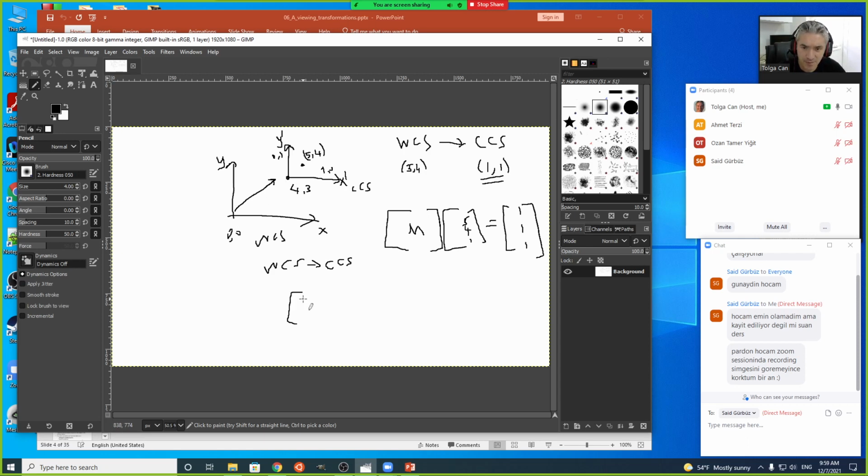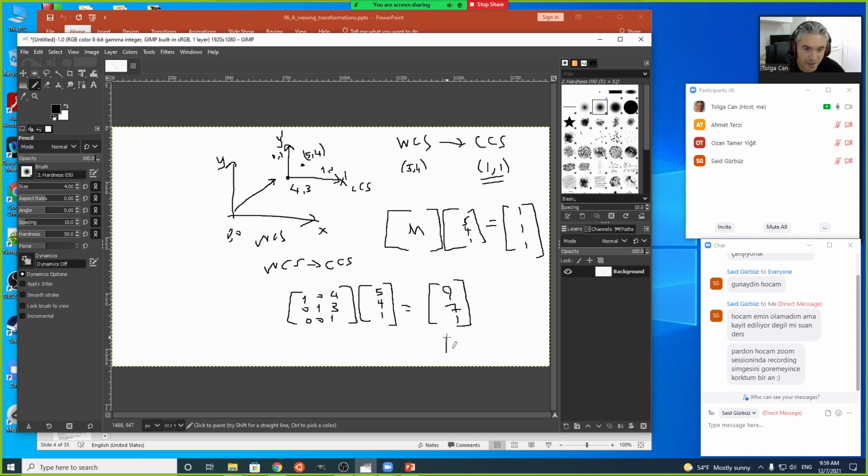So it's going to be a matrix that looks like this, right? 1, 0, 4, 0, 1, 3, 0, 0, 1. So it's just translation. Move 0, 0 to 4, 3. World coordinate is aligned with that. But what will happen if you apply it to 5, 4, 1? It's just translation, right? It's going to be 9, 7, and 1.